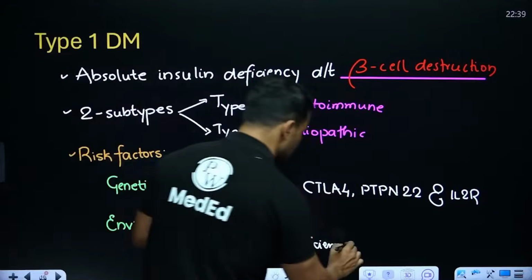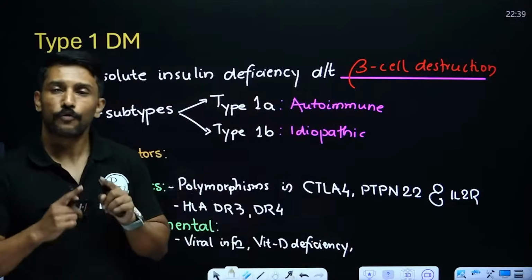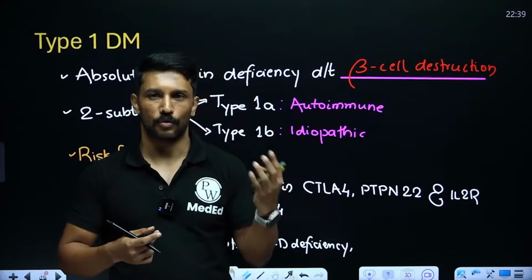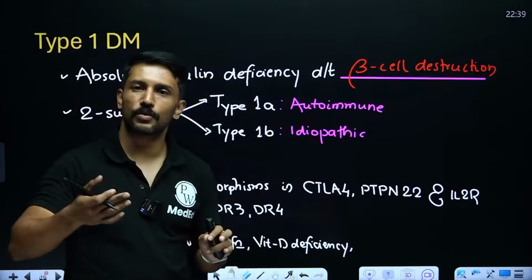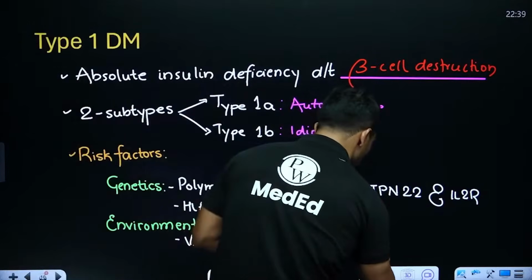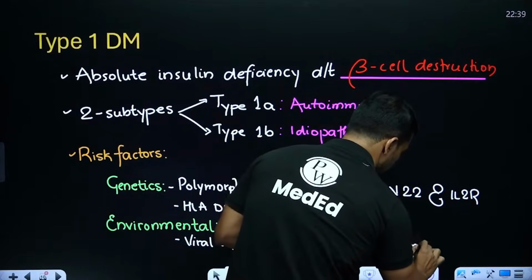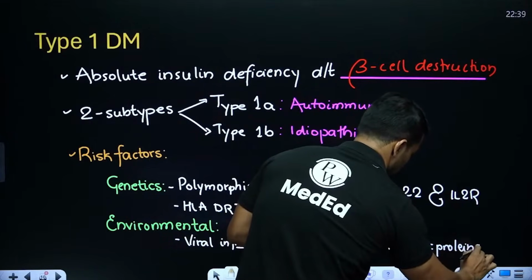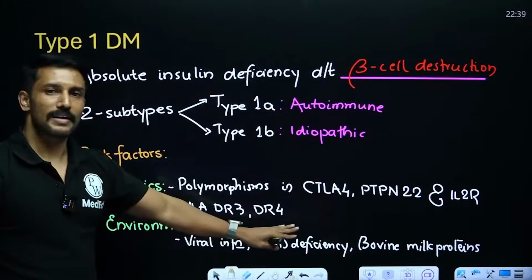One of the INICET MCQs was based on the next point that I'm going to tell you. Consumption of bovine milk proteins in early life, that is your newborn period and the pediatric age group, increases your risk of developing type 1 diabetes mellitus. Means cow milk, bovine milk proteins, and a lot of environmental toxins. These are all the environmental risk factors.